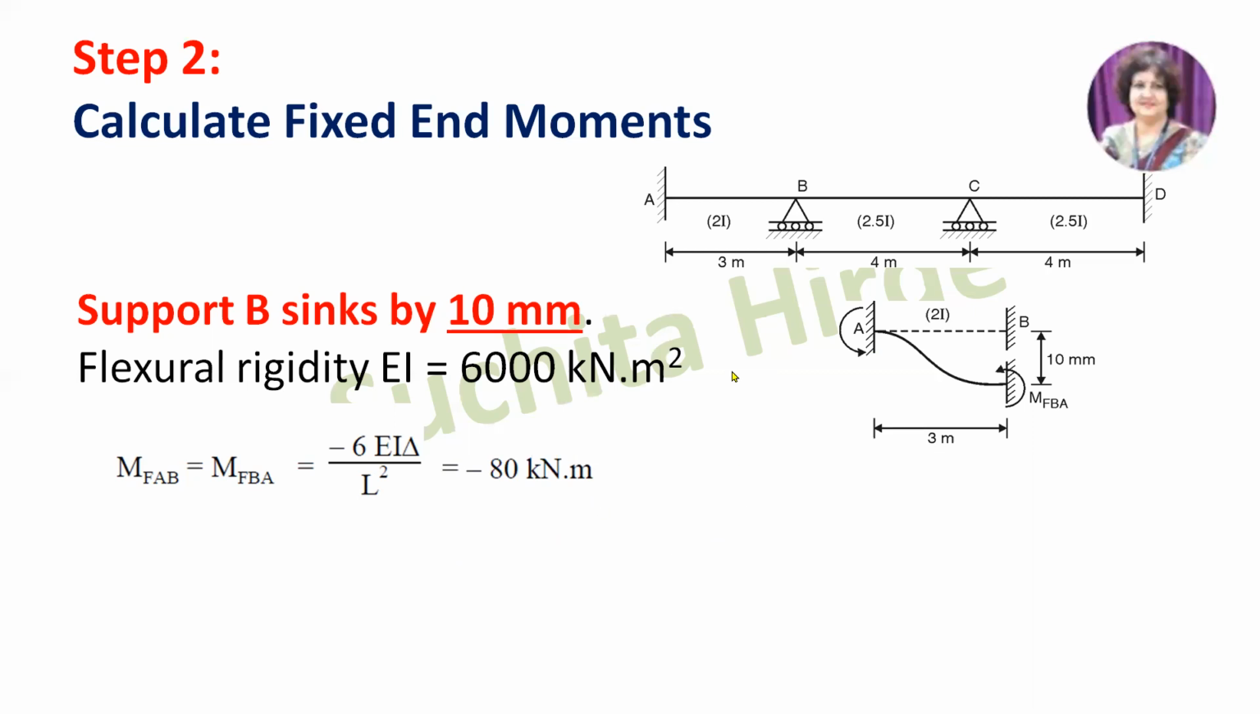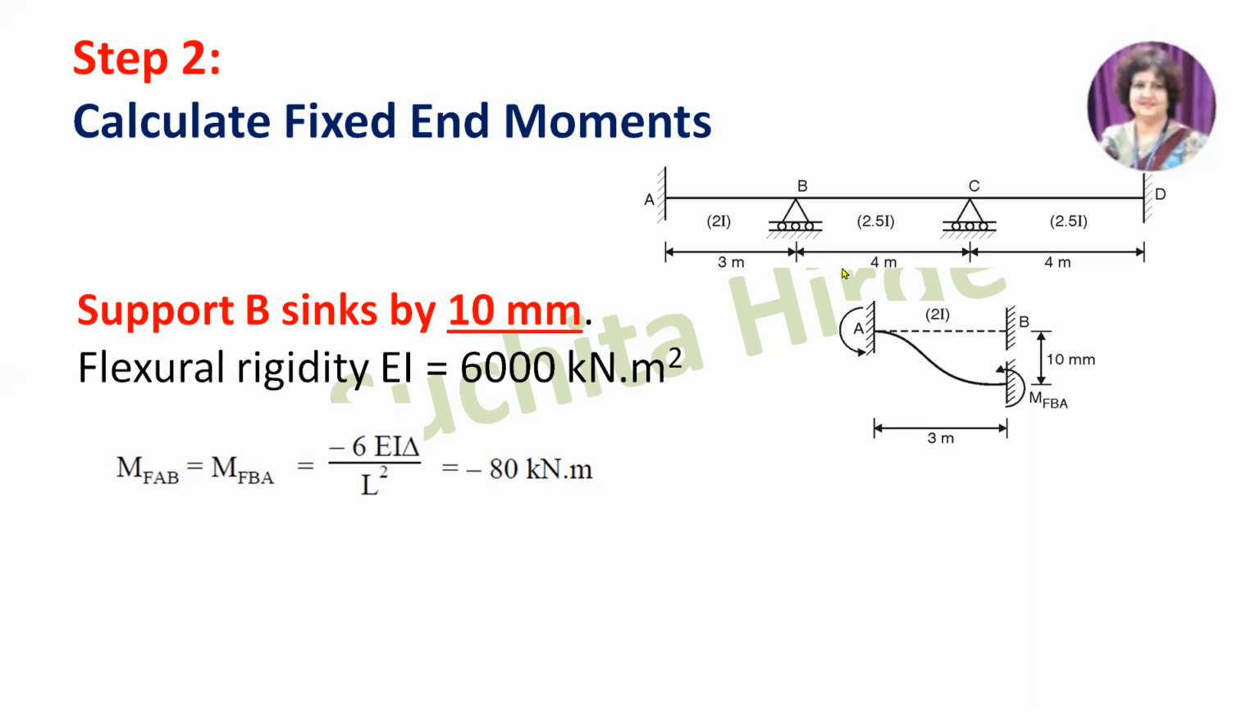Remember one thing: due to load, if at one support the fixed end moment is anti-clockwise, then at the other end the fixed end moment is clockwise, that is opposite. But due to sinking of support, at both ends the nature of the fixed end moment developed is the same. So MFAB as well as MFBA is minus 80 kilonewton meter.